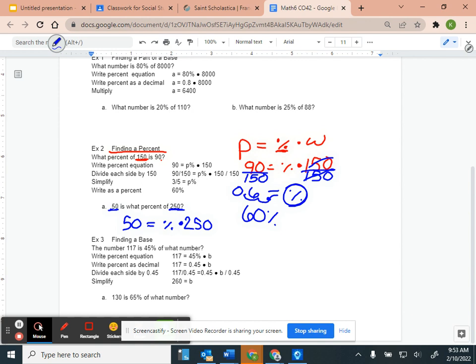Okay. So 50 equals percent times 250. How do I get that percent by itself? Brielle?